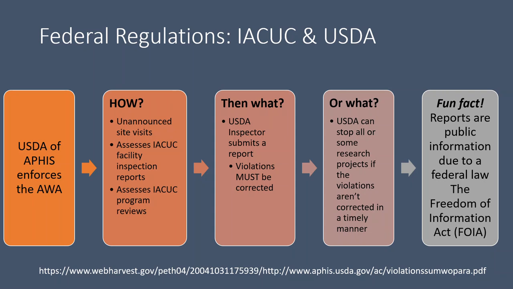How does APHIS do this? Through unannounced site visits, they assess IACUC facility inspection reports and IACUC program reviews. Then what? If violations are found, the USDA inspector submits a report. These violations must be corrected. Or what? In some cases, the USDA can stop all or some research projects if the violations aren't corrected in a timely manner. Reports are public information due to a federal law, the Freedom of Information Act, FOIA.